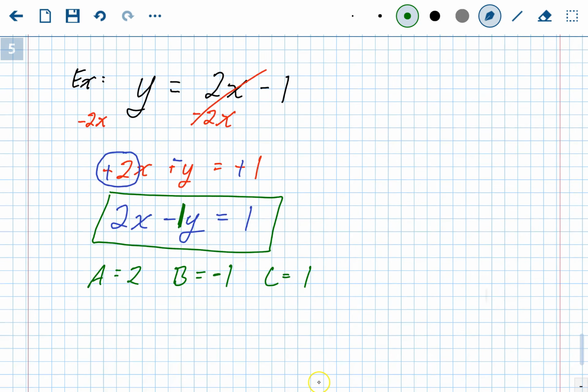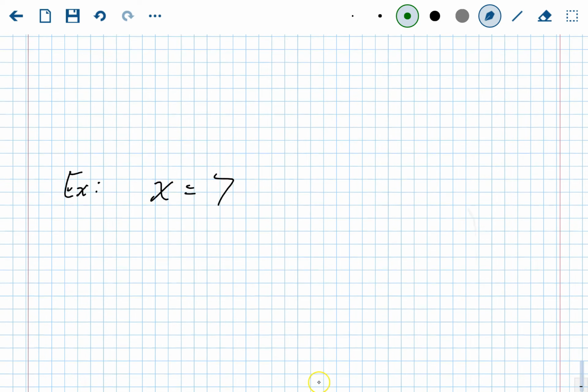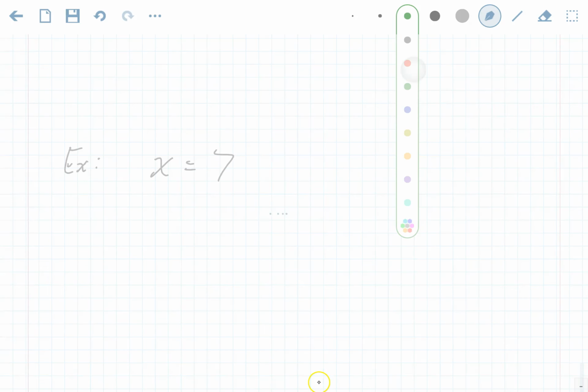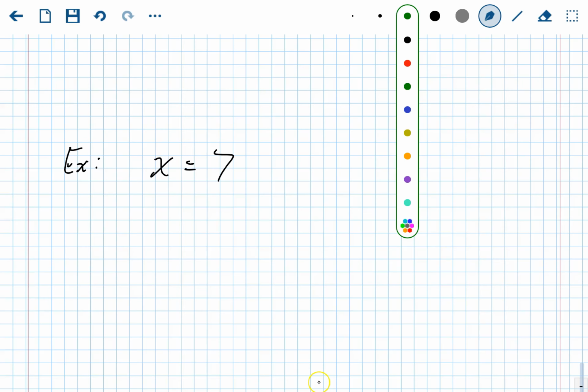Alright, and then this last example is a little different. It's x equals 7. Is that a linear equation? It is. It doesn't break any of the rules of a linear equation. The exponent on the variable is 1. There's not exponents being multiplied together. There's no variables in the denominator. So this is a linear equation. It's a special type of linear equation, but it still fits the rules.